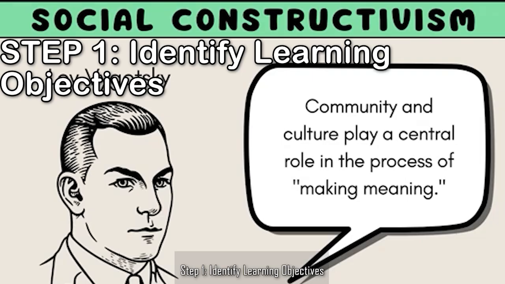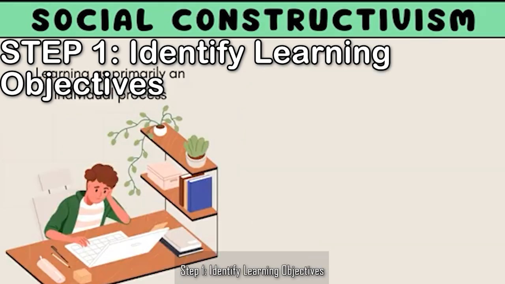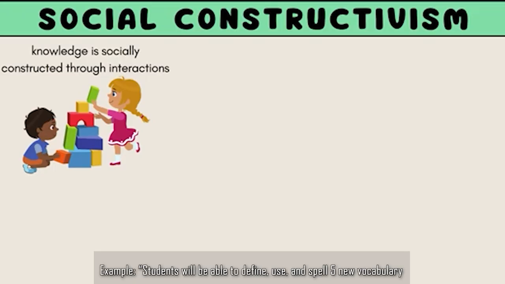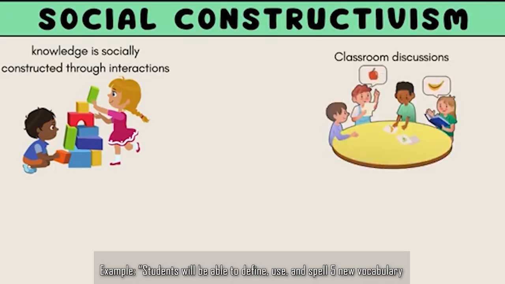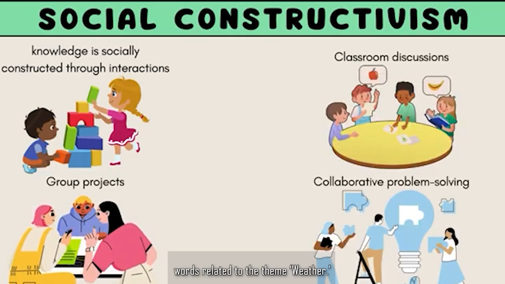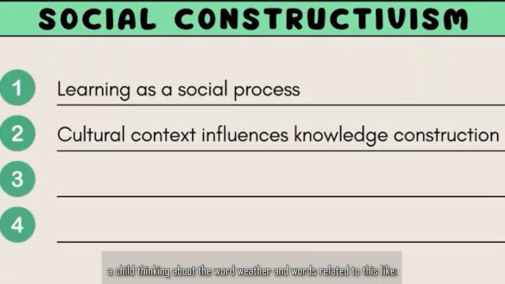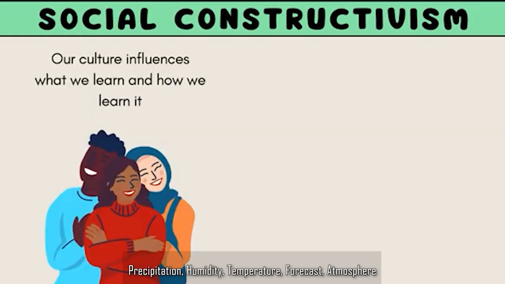Step 1. Identify learning objectives. Clearly define the vocabulary words and concepts students need to learn. Example, students will be able to define, use, and spell 5 new vocabulary words related to the theme weather. A child thinking about the word weather and words related to this, like precipitation, humidity, temperature, forecast, and atmosphere.